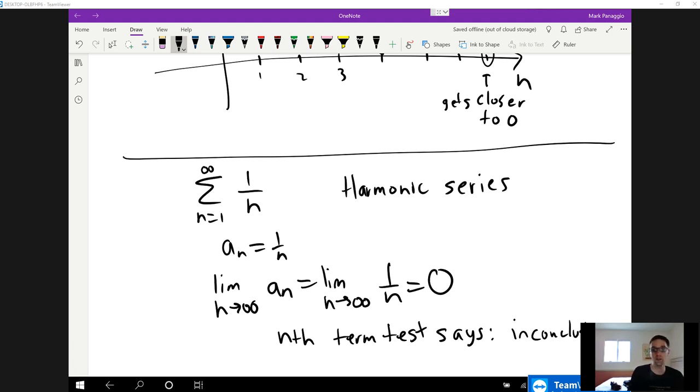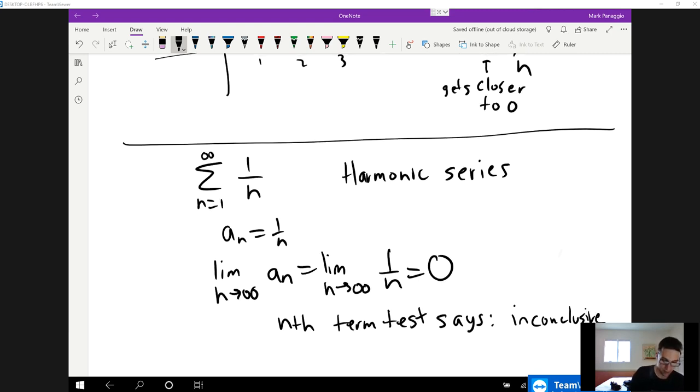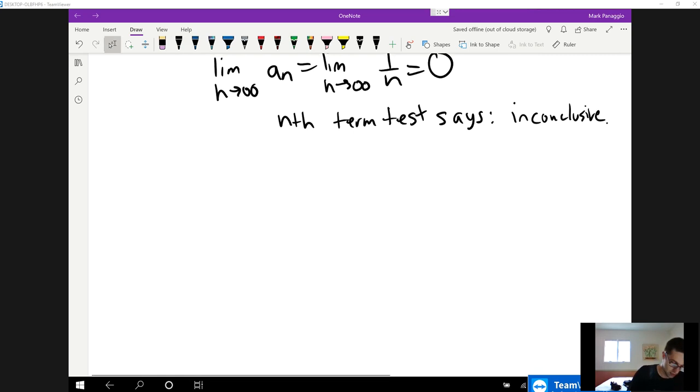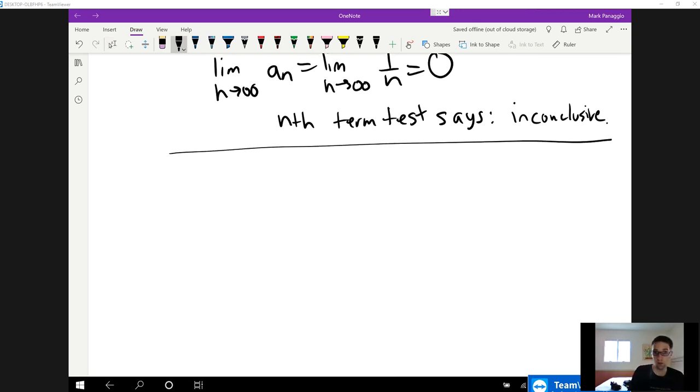Okay, so the nth term test does help us in certain cases, but in other cases it's just going to say, I'm not sure, and this is one of those cases. So unfortunately, we still have not answered our question. So let's see if we can come up with another argument.